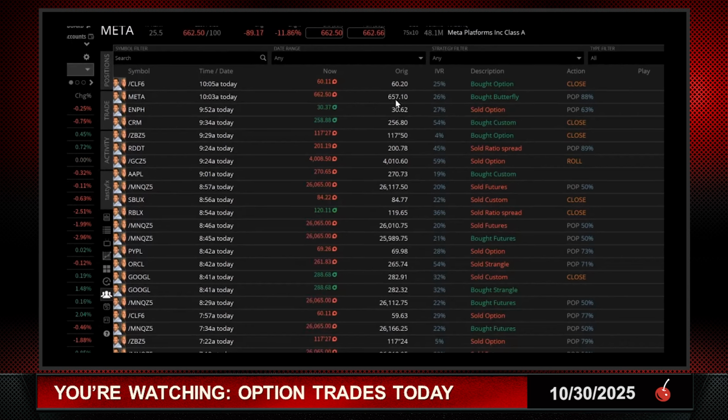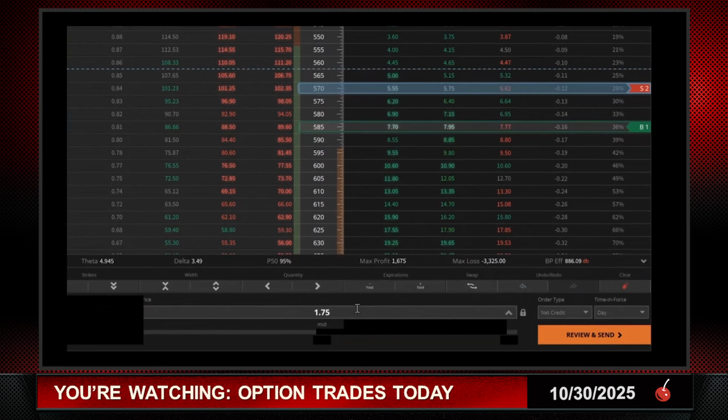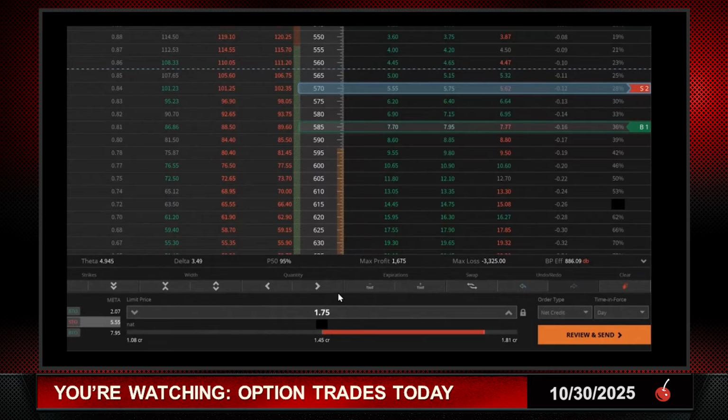I put it on when the original was around 657. It's only moved a couple of dollars, and yet this spread has moved quite nicely by about 30 cents or so. What's my target on here? Around $1 or so. Now, in a portfolio margin account, we're only using around $900 in buying power for $175 in credit. My max profit on this is actually $1,600.